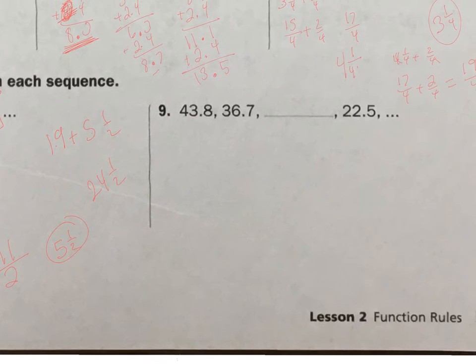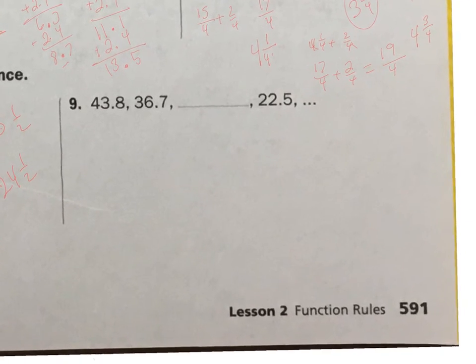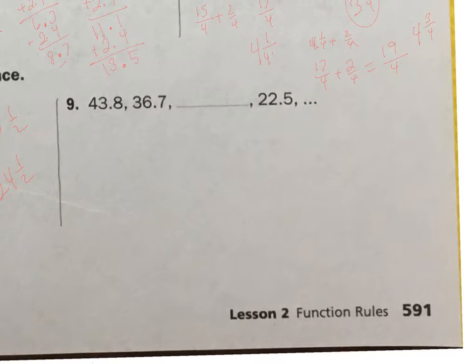Okay, let's keep going. Number 9. Decimals. So I'm going from here to here, which is going from a little bigger to smaller, so it's subtracting something. 43.8 minus 36.7. Subtract this out, that's 1 minus that. 3, that's 6, 7.1. So I think it's going down 7.1 each time.